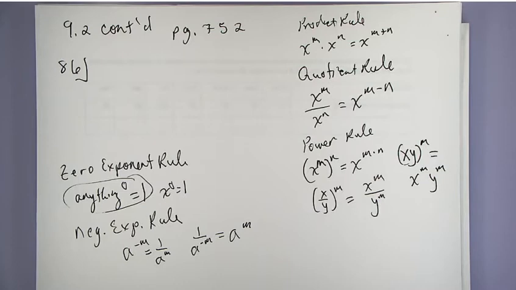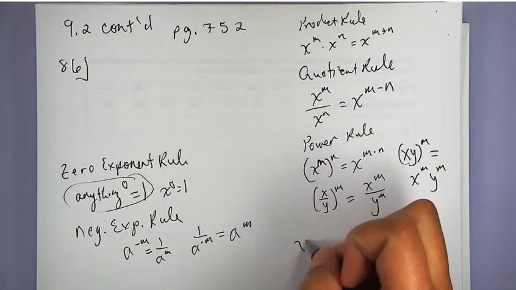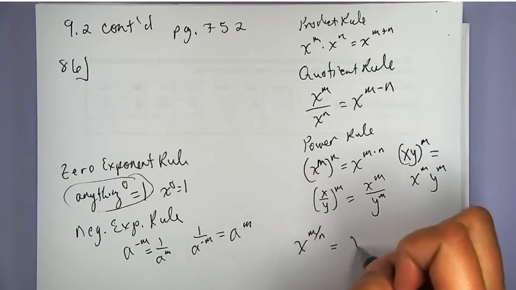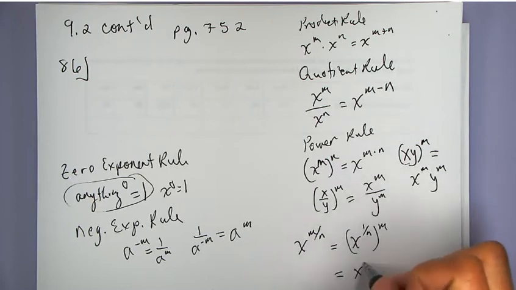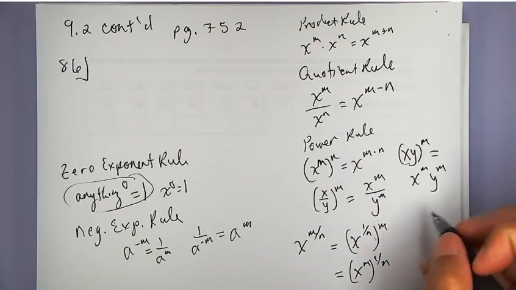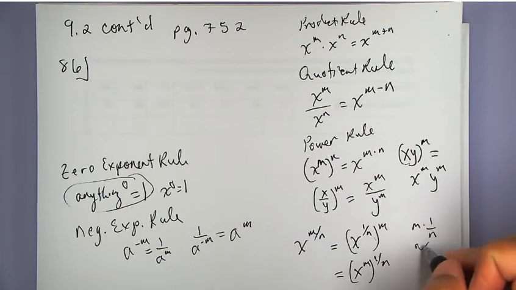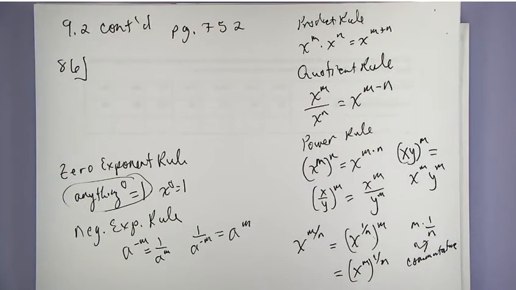Where we had x to the m over n. You can look at this as x to the 1 over n to the m, or you can look at it as x to the m times 1 over n. Remember that when we raise a power to a power, we multiply. So we're doing m times 1 over n. Well, that's the same as vice versa. That's called the commutative property, which allows you to change the order of the information. So just reminding you of the information.